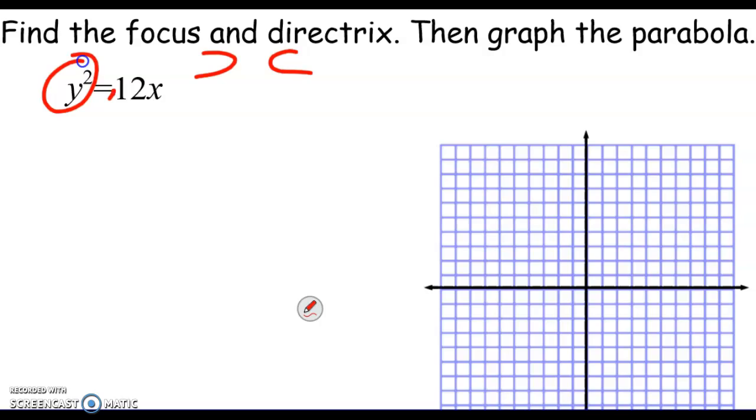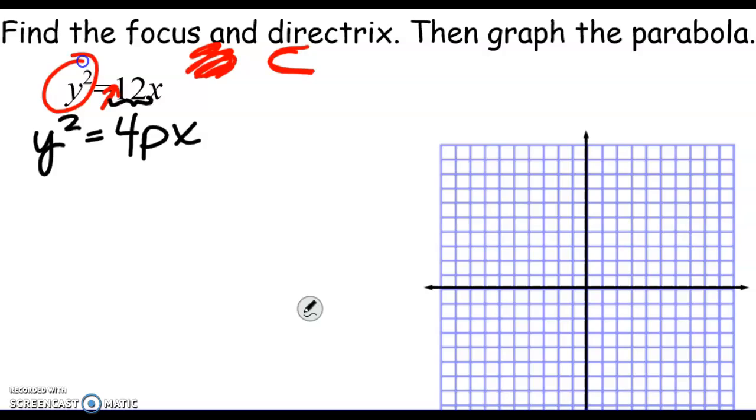So then I want to look right here in front of that. Do you see how it's positive? Or there's no sign, so therefore it's positive. So I know that this is not it, that it's going to open side to side. So then I want to look, and I know this basic formula. I know that y squared equals 4px. So that means 12 is your 4p, thus p is positive 3. So that means it's going to open to the right.